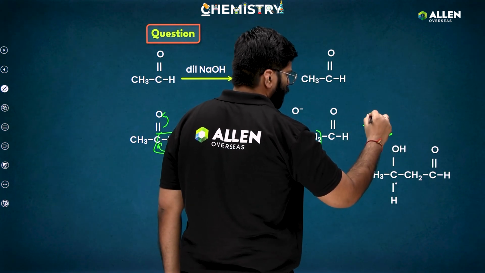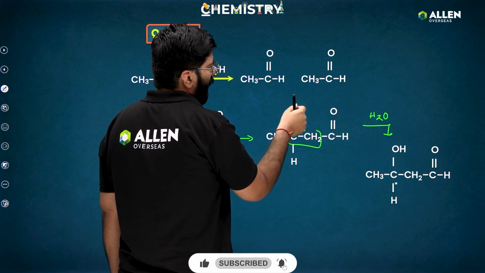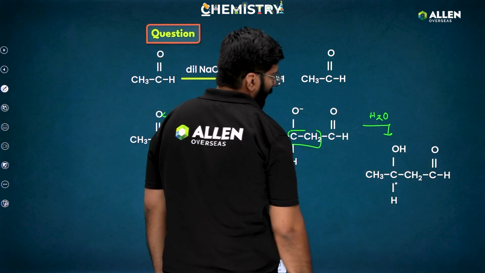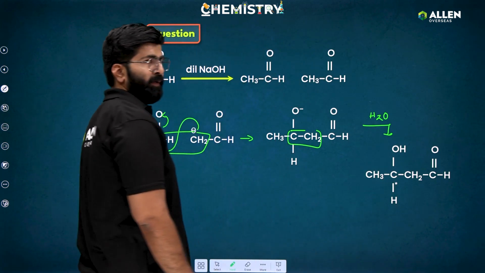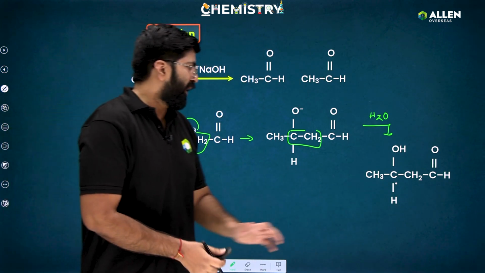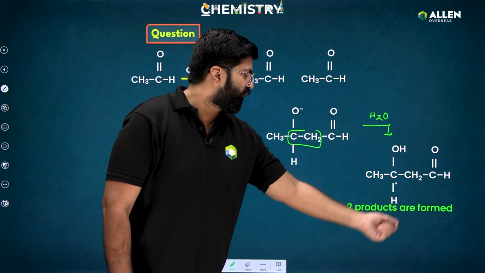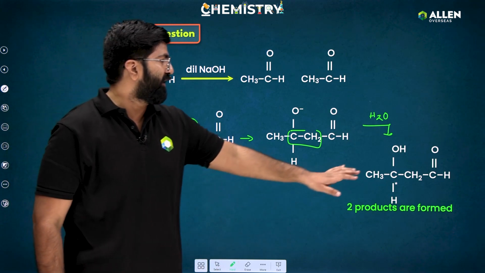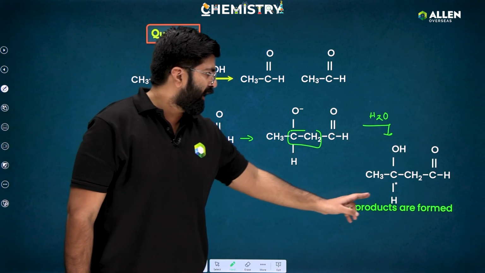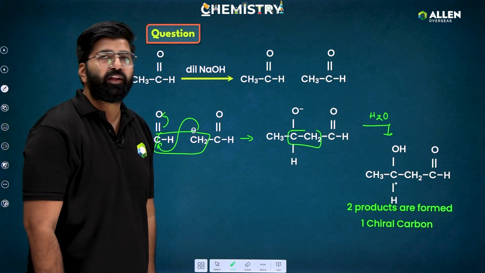Because there will be an H2O, from this H2O a hydrogen can be accepted by this, and this product is formed. If you look very carefully, this carbon is actually a chiral carbon. Yes or no? If there is a chiral carbon, there will be 2 products. So I will write that 2 products are formed, because it can react from the front side as well as from the back side if there is a chiral carbon present. And if someone asks, sir, why are there 2 products? Because there is one chiral carbon present.